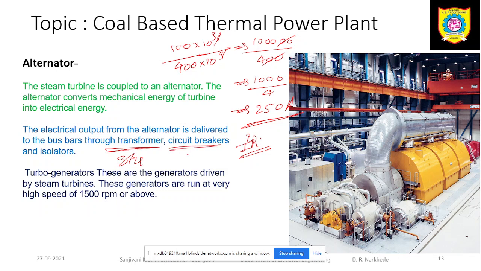Then the circuit breaker. These circuit breakers are used to disconnect the supply in case of some emergency. So these circuit breakers are nothing but just like switches. Just like in your home, you use the switch buttons.